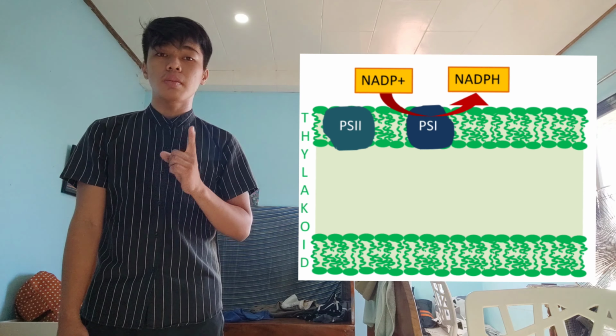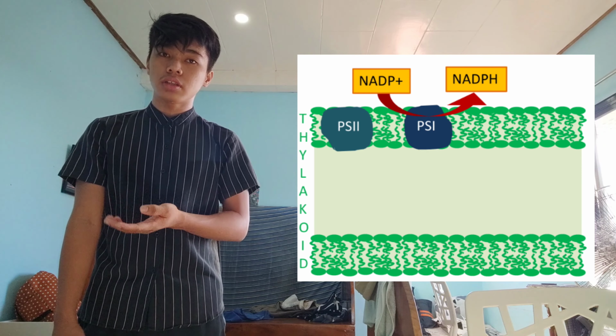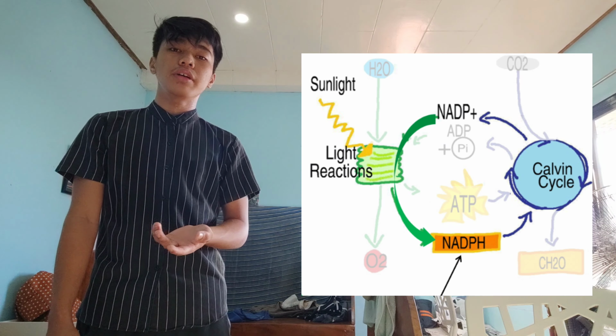The light energy absorbed by chlorophyll also powers photosystem 1. That charges up the energy-carrying molecules NADP+ into NADPH. NADPH then carries its energy over to power the dark reactions or the Calvin cycle.